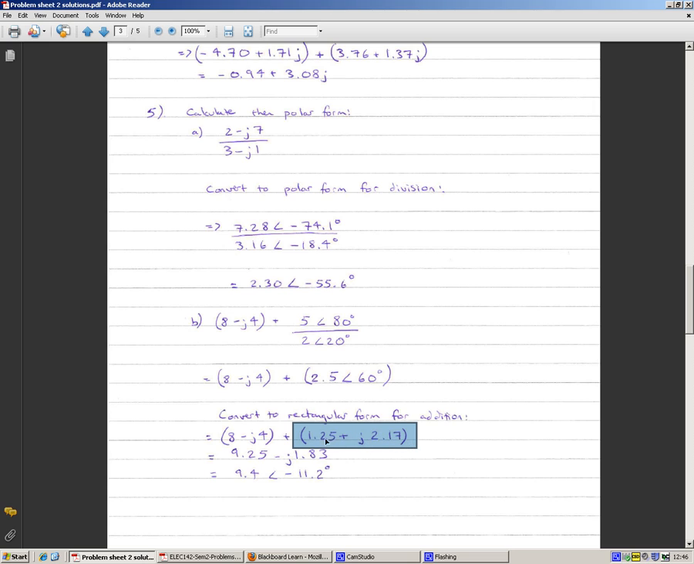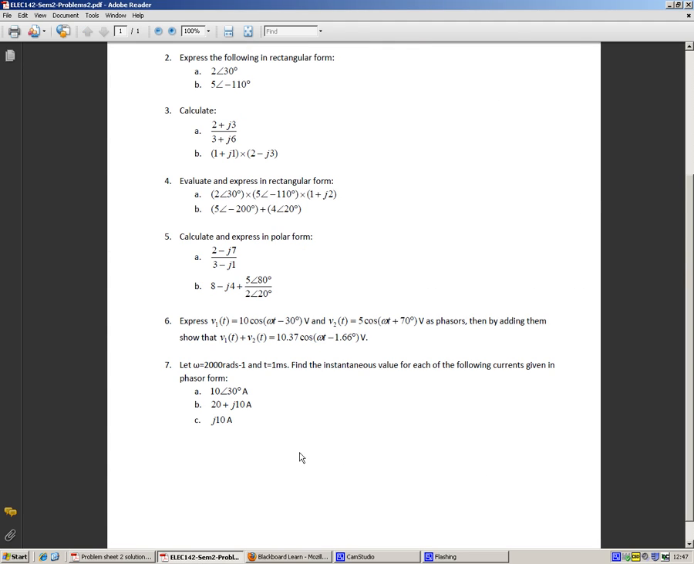Now that it's in rectangular form, we can just add the component parts together. So we have 8 plus 1.25 gives us 9.25, and then we need to add the imaginary parts. So we've got minus 4 plus 2.17 will give us j1.83. So that's our final answer in rectangular form. However, we were asked to present our final answer in polar form, so don't forget the last step. Just remember to do that conversion. Just type it in on a calculator, and we end up with an answer of 9.4 at an angle of minus 11.2 degrees. I'm going to stop there.